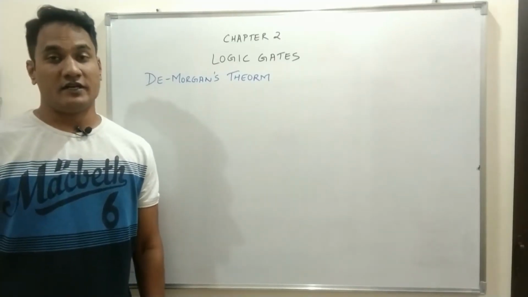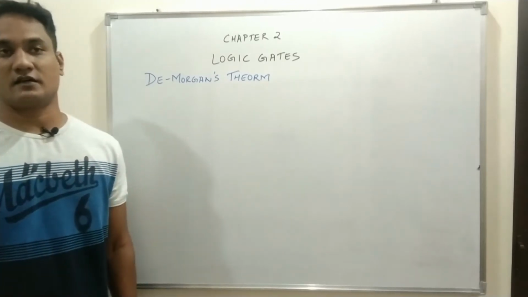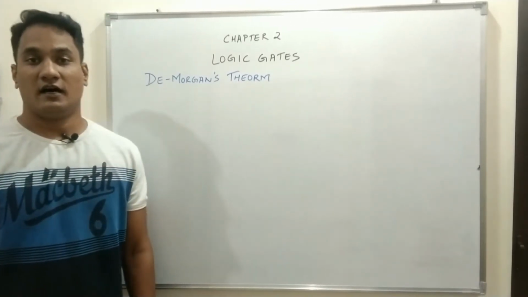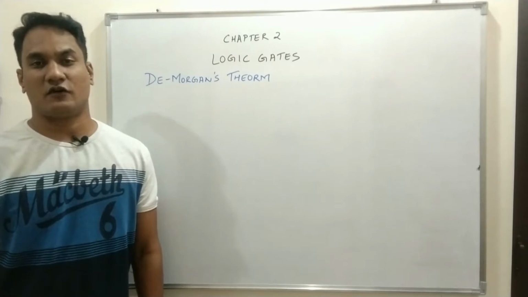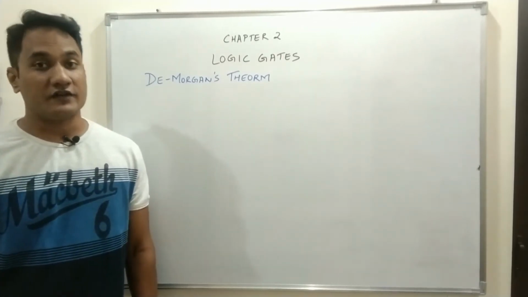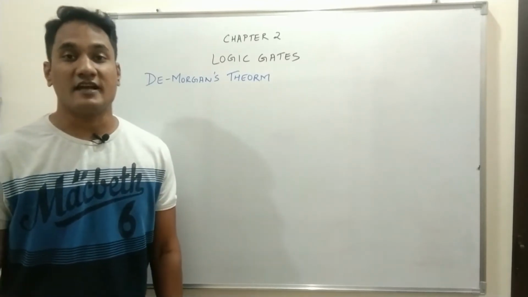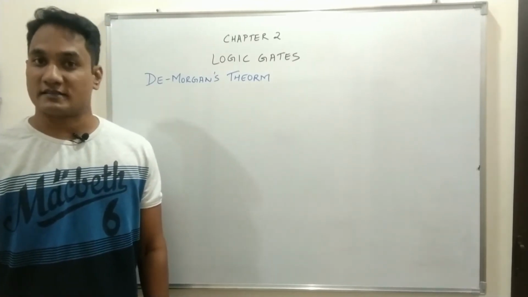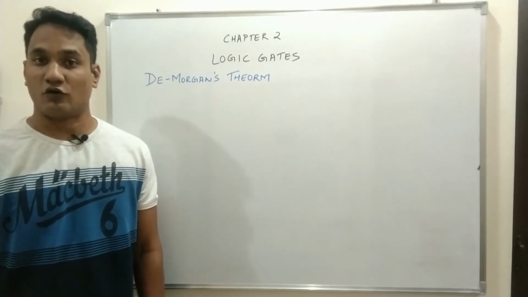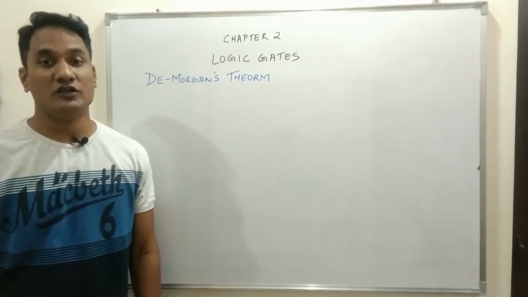Next, again a very important topic called De Morgan's theorem. This question has also been asked in board exams several times for 4 marks. I'll just tell you what has to be written if there is a question on De Morgan's theorem. A simple question will be there: state and prove De Morgan's theorem, and this question will be asked for 4 marks.